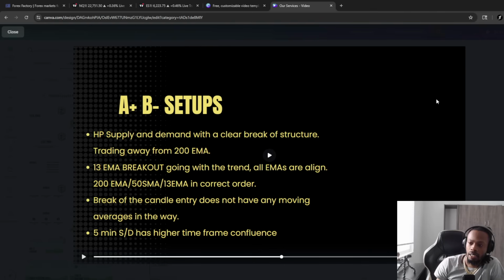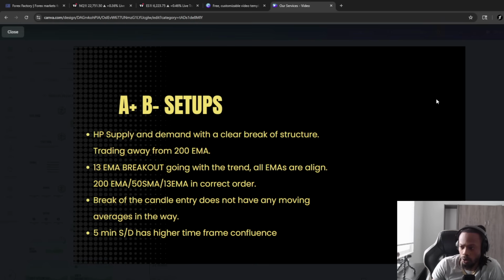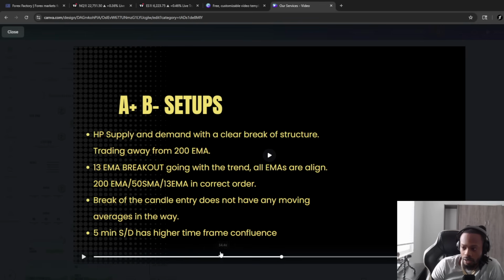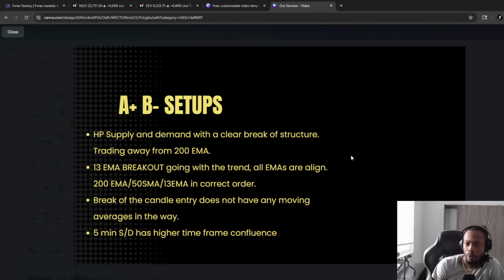All right, so definitely write this down. If you're new to the Discord or if you've been in the Discord for a while, this is what I consider A plus B minus setups. I don't want to just read all of this. Just look at it, write it down, put it in your head. This is what I would want to see, especially a higher time frame confluence. You know what I'm saying? All the EMAs aligned. Stuff like the breaking candle entry does not have any moving averages in the way. Those are key things that I like, and that would make me want to increase my risk.